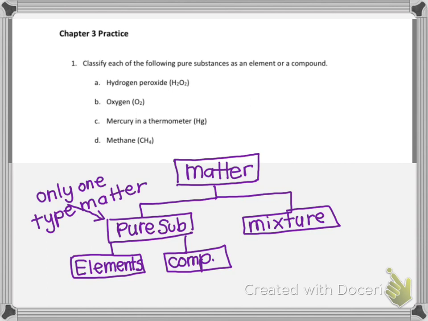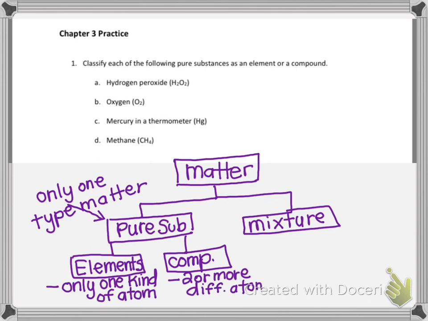Now, one of the major differences between elements and compounds is that elements will only have one type of atom. So when I look at question 1, I can identify the elements by looking for things that only have one kind of atom present, where compounds have two or more different atoms. When elements bond together in a chemical reaction, that's how we form compounds. So let's answer question number 1.